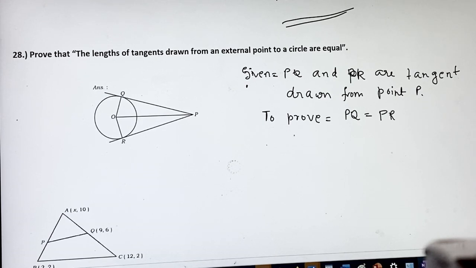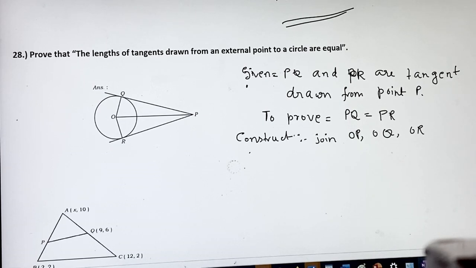To prove this, we need to construct, that is, we need to join OP, OQ and OR. Now we have the two triangles, that is OQP and ORP. So now, in the figure, we need to prove it.